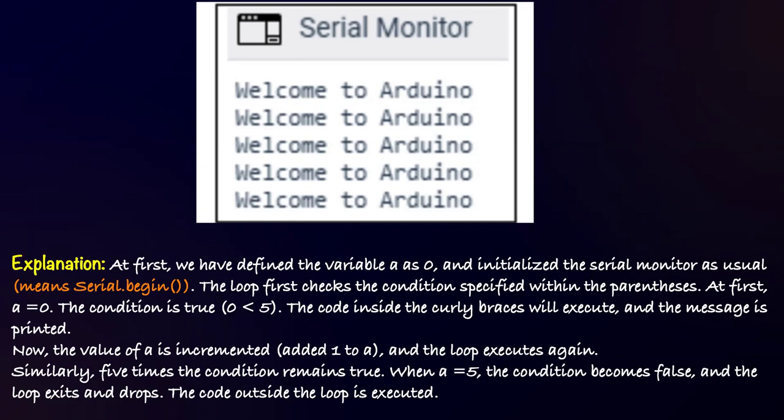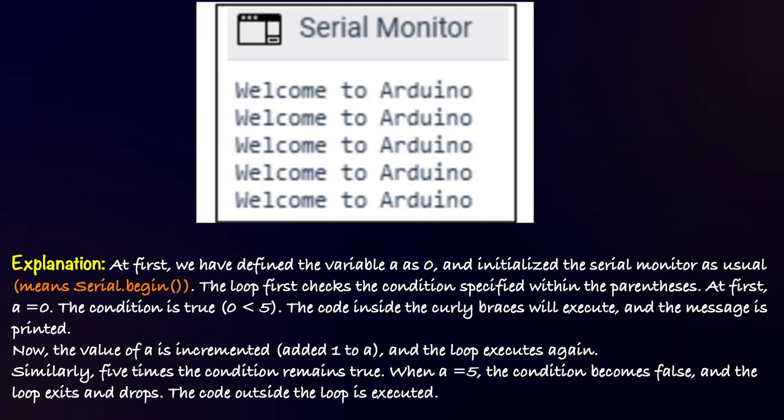Now at first a equals 0, so the condition is true. a is less than 5 because 0 is less than 5, right? Simple. The code inside the curly braces will execute, and the message, welcome to Arduino, is printed once. Fine. Now the value of a is incremented. That is, 0 plus 1 gives 1. So now a is basically 1.